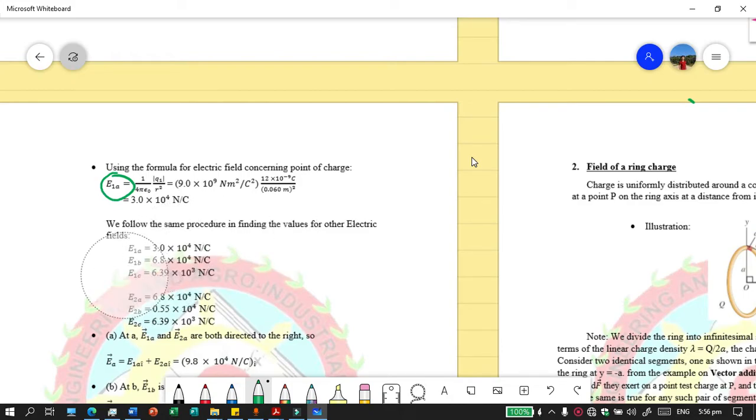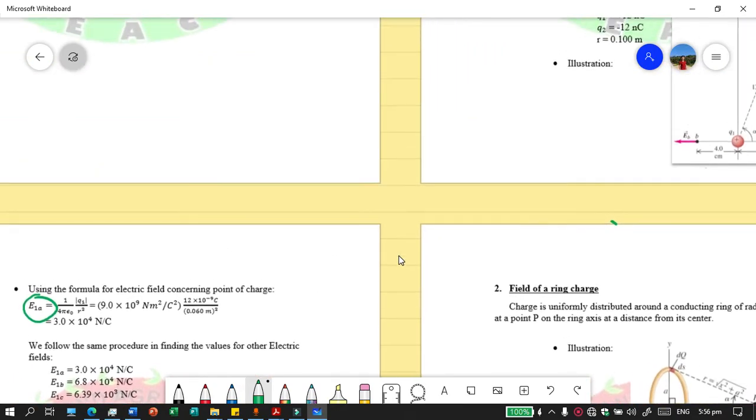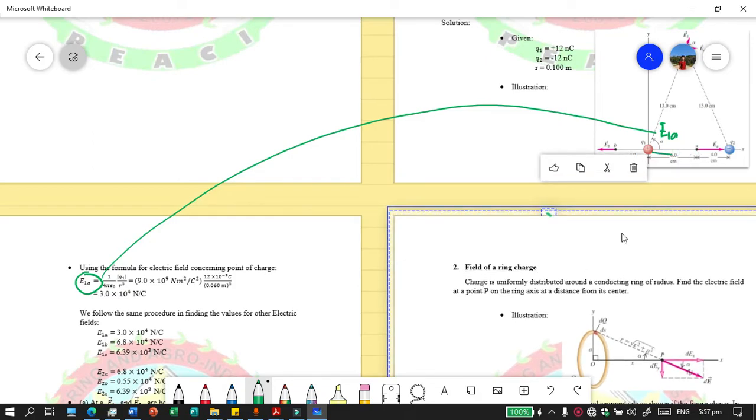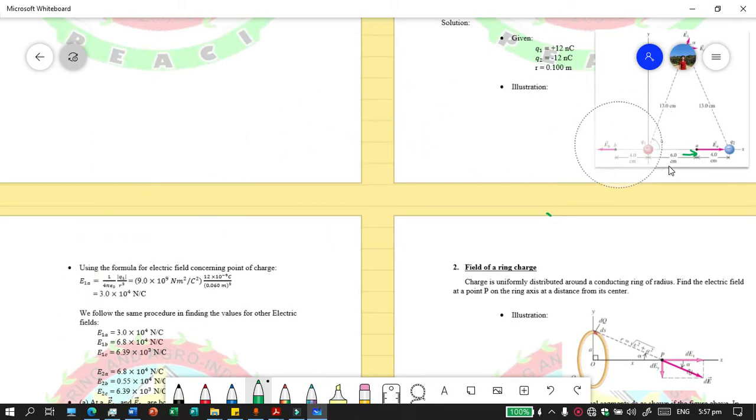So, tingnan natin yung relationship. Again itong si E1A. Yan yung ibig nating sabihin. So, this part. Ito yung part na hinahanap natin. Okay. Gets? Klaro? Please review.